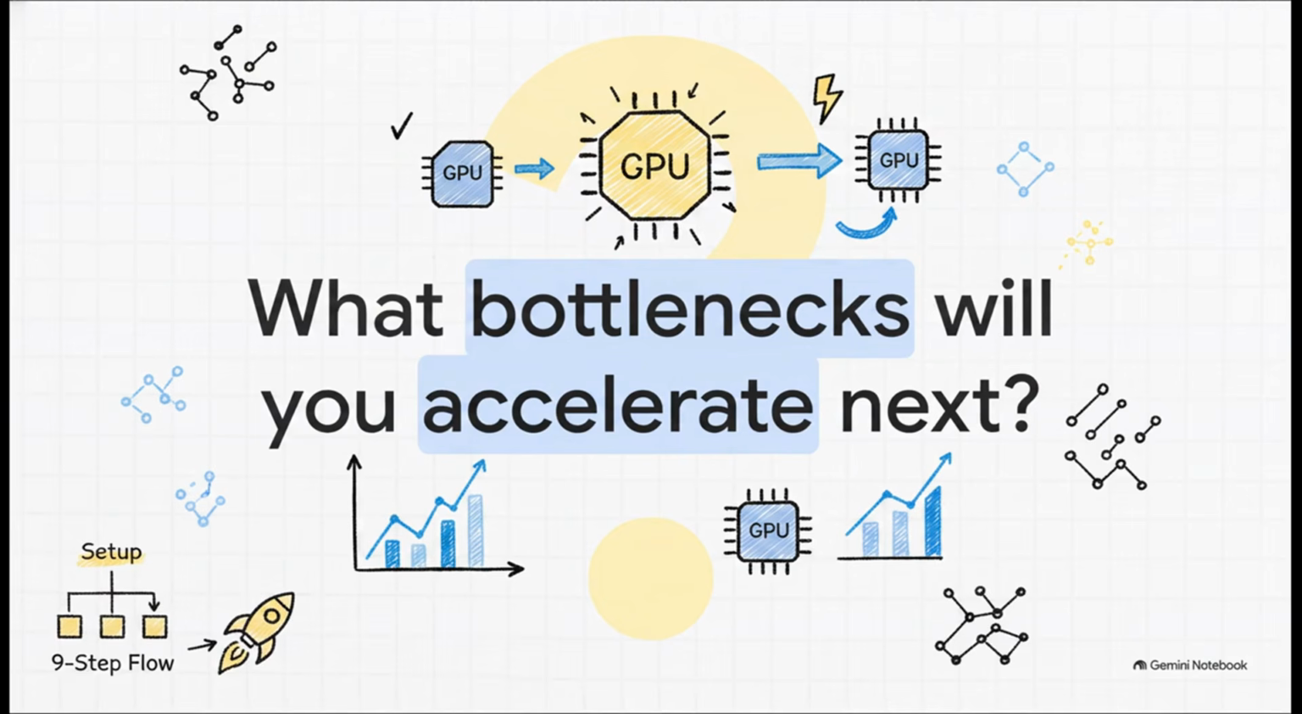So I'll leave you with this. Now that you understand exactly how the CPU and GPU collaborate under the hood, I want you to look at your own software projects. Where is the math bogging down your system? What compute-intensive bottlenecks are you going to accelerate next using the CUDA Execution Model?